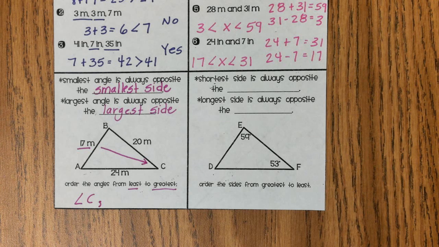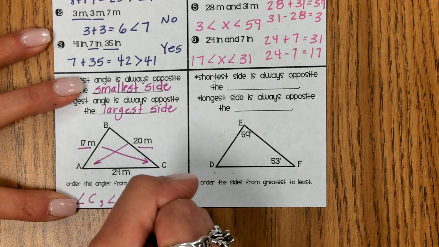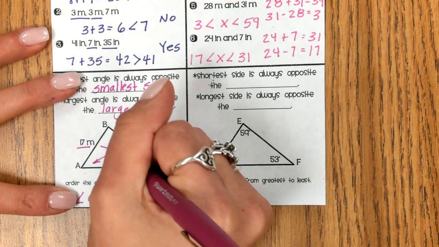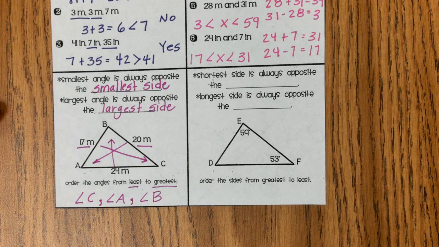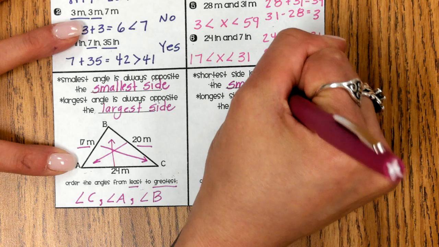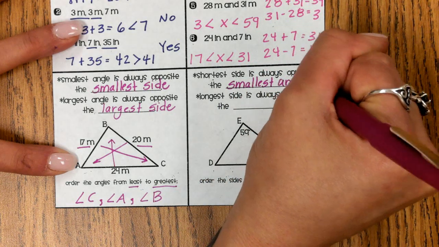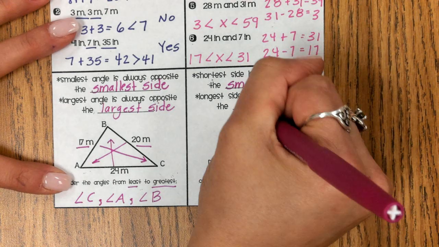The next number in the order would be what number? 20, which is across from angle A. So that would be your next angle. And then your last one would be angle B. Very good. So pretty easy to remember. Large, large, small, small. So same thing for the last one. The shortest side is always opposite the smallest angle. And the longest side is always opposite the largest angle.